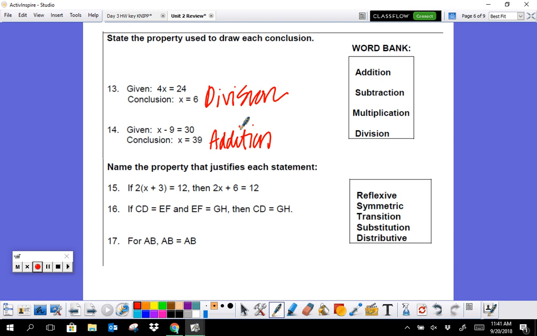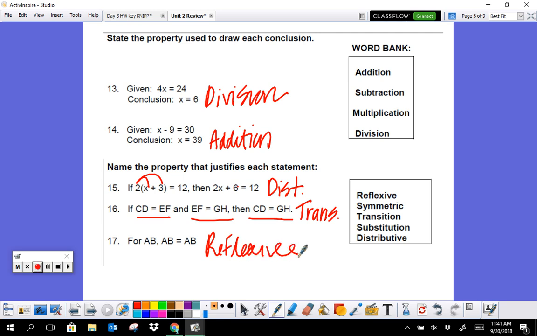15, 16, and 17 says to name the property that justifies each statement. So number 15, you can see that this 2 was distributive. Okay, so that's distributive property. And number 16, if CD equals EF and EF equals GH, then I also know CD equals GH. That's transitive. And then 17 for AB, AB equals AB. When you look at yourself in the mirror, you see the exact same thing. So that is reflexive.